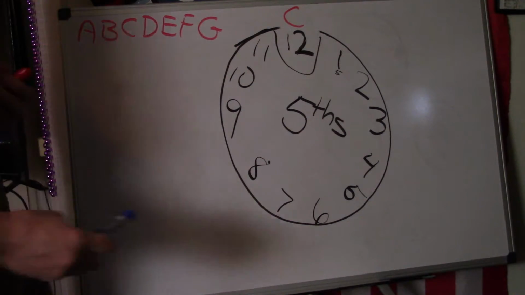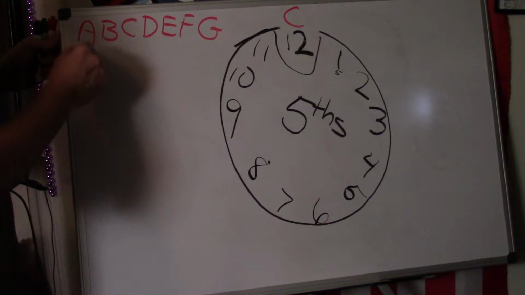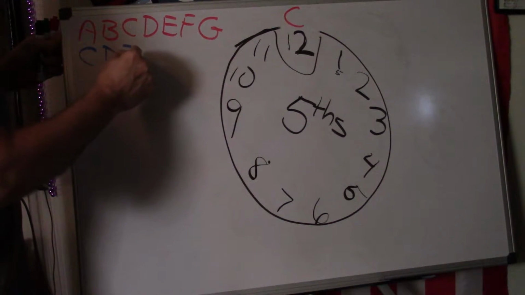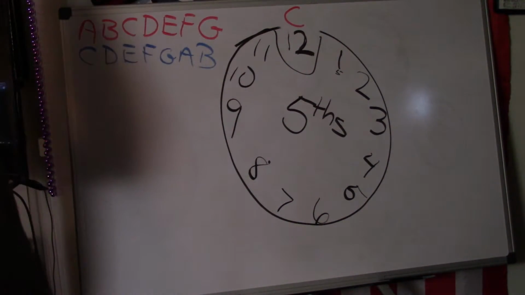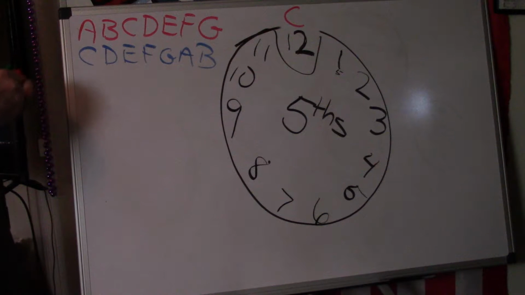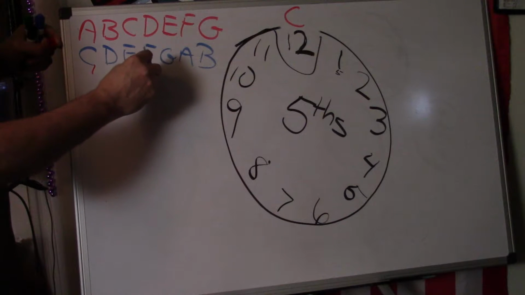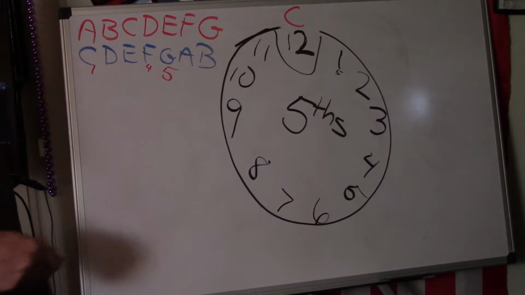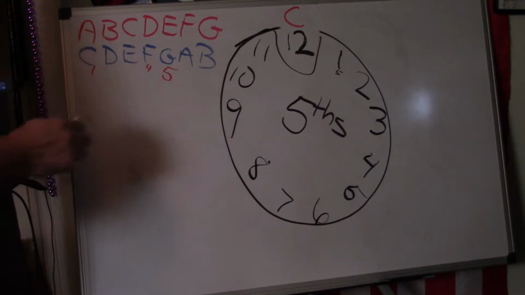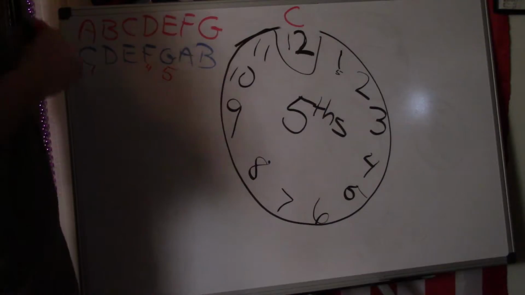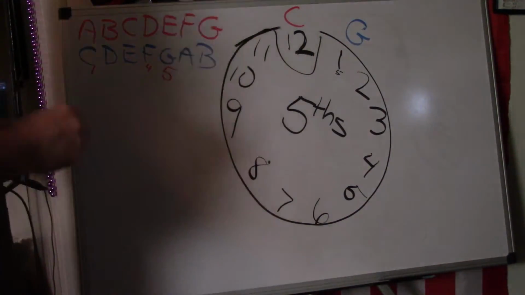So if we're going to count from C, what's the fifth of C? Then we've got to start at C: C, D, E, F, G, A, B. Okay? So what's the fifth of C? Let's count it off here. This will be 1, 2, 3, 4, 5. So the fifth of C is G. So let's put a big old G over here. Okay? Now let's look at the next one.